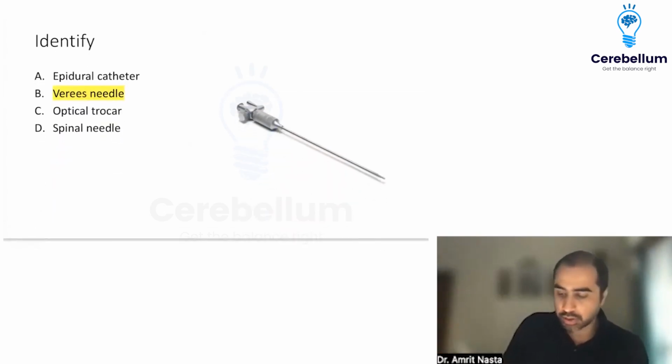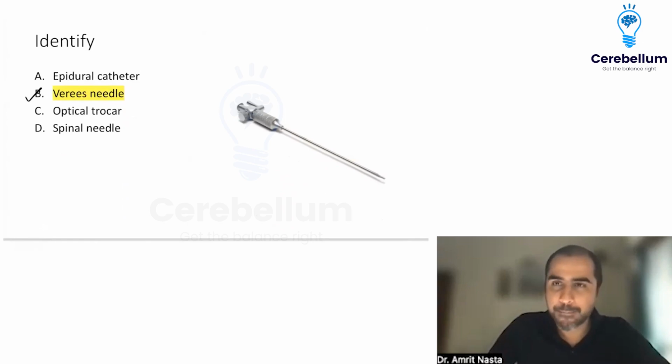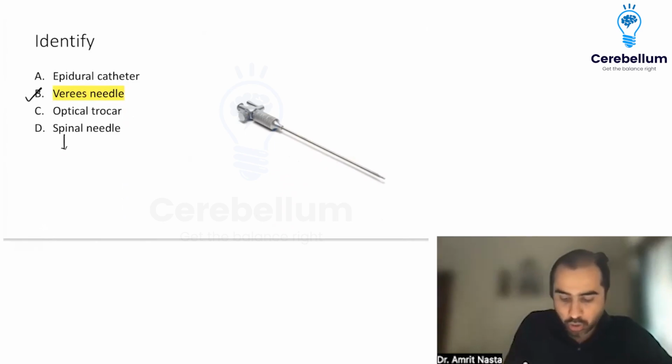Where is this used? So this is a very classical image. This is a Veress needle. Where do you use Veress needle? What is the role in surgery for Veress needle? It is used for starting any laparoscopic surgery. That is called as closed technique of pneumoperitoneum. So the role of Veress needle is in closed technique of pneumoperitoneum.